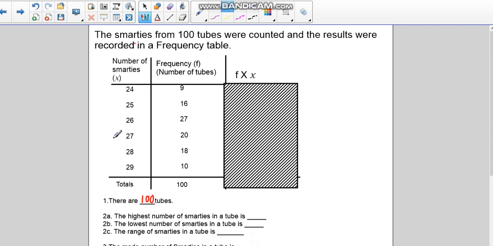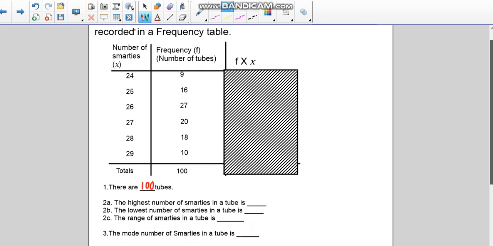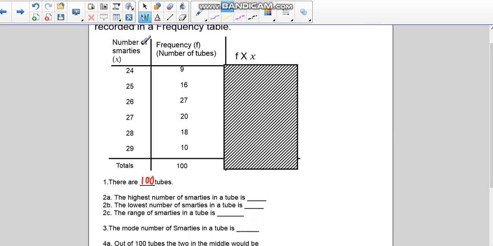What I would do if I were you is copy that table into your book, leave an extra column, and then write these sentences underneath. 2A, the highest number of Smarties in a tube. This column gives me the number of Smarties. The highest number of Smarties was this number here, 29. And the lowest number of Smarties was this number here, 24. So the range of Smarties is 29 take away 24, and we get 5. The difference is just 5 between the highest number and the lowest number.